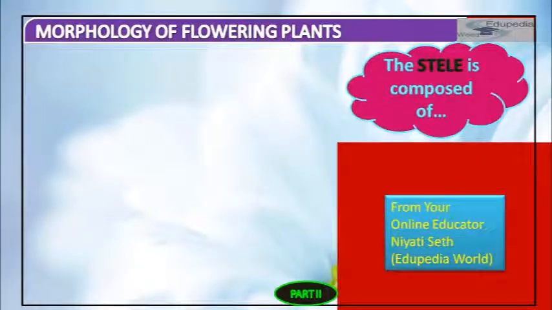Now let's see the second part of it. In this we will study about the stele, pericycle, xylem and phloem, which we call vascular bundle, and cambium, pith rays, and medullary rays, students. So first we will study about the stele.